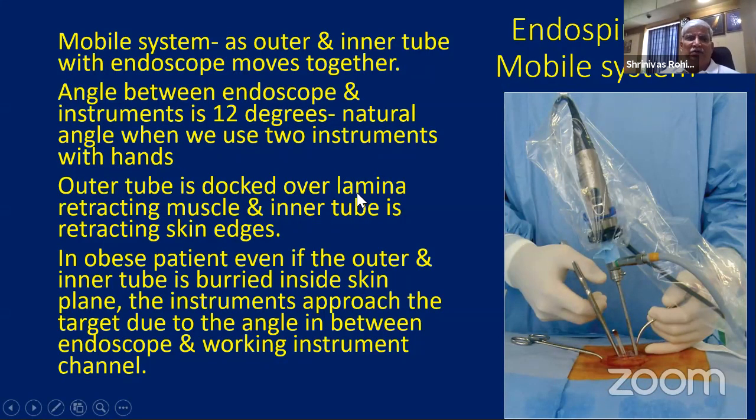The outer tube is locked over the lamina, retracting the muscle, and the inner tube is retracting the skin edges. And you can change the length of these two. In an obese patient, even if the outer and inner tube is buried inside the skin plane, the instrument approaches the target because the angle between the endoscope and the working channel remains the same.